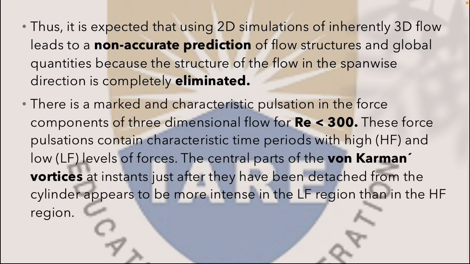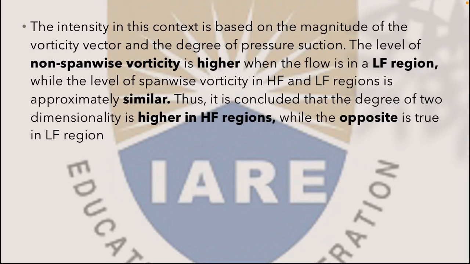There is a marked and characteristic pulsation in the force components of three-dimensional flow at Reynolds number less than 300. This force pulsation contains a characteristic time period with high and low levels of forces. The central parts of the von Karman vortices at the instant just after they have detached from the cylinder appear to be more intensive in the low level of forces region than in the high level of forces region. The intensity in this context is based on the magnitude of the vorticity vector and the degree of pressure suction.